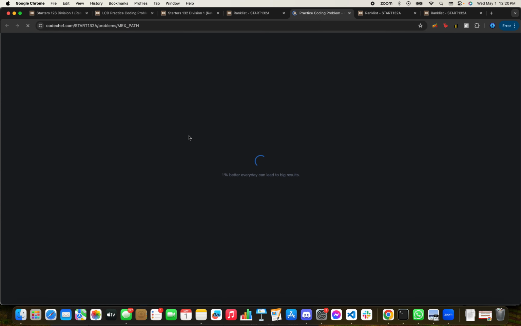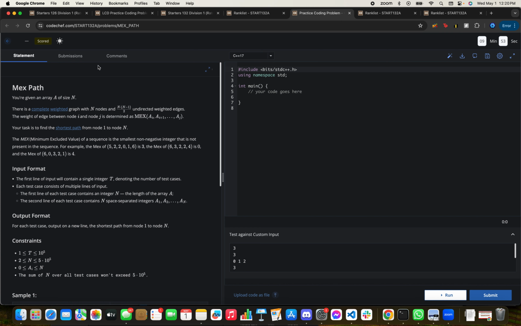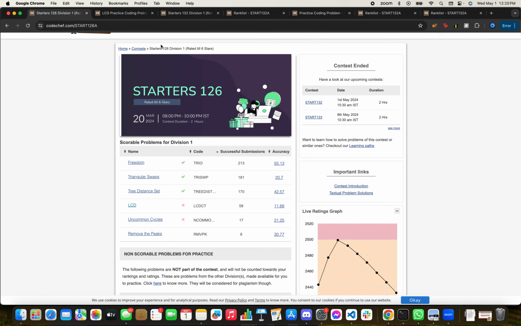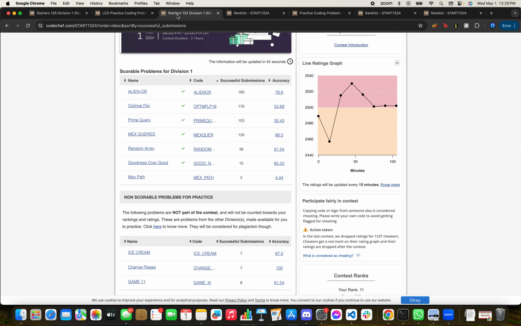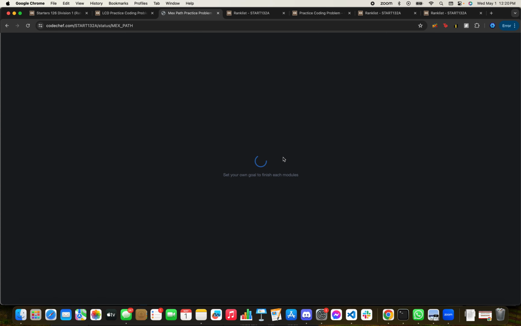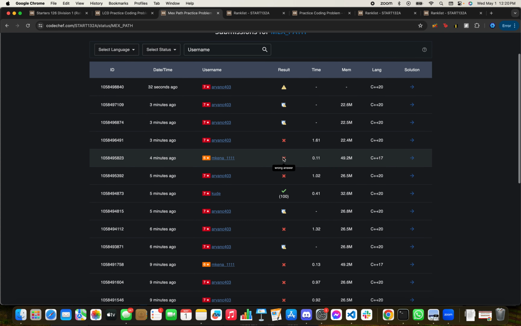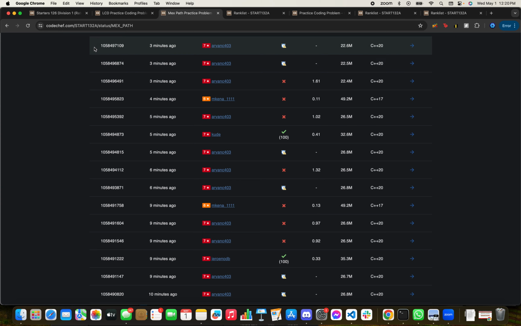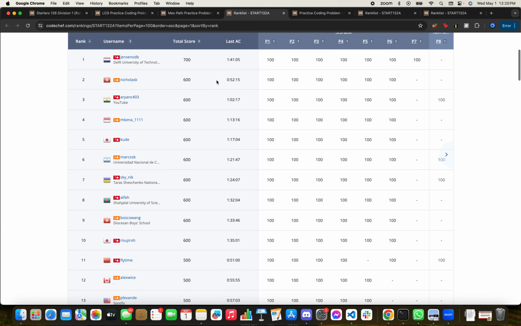Does it have more solves yet? Except 3. Is McKenna someone that's already ahead of me? Okay, McKenna's already ahead of me, so it's fine.